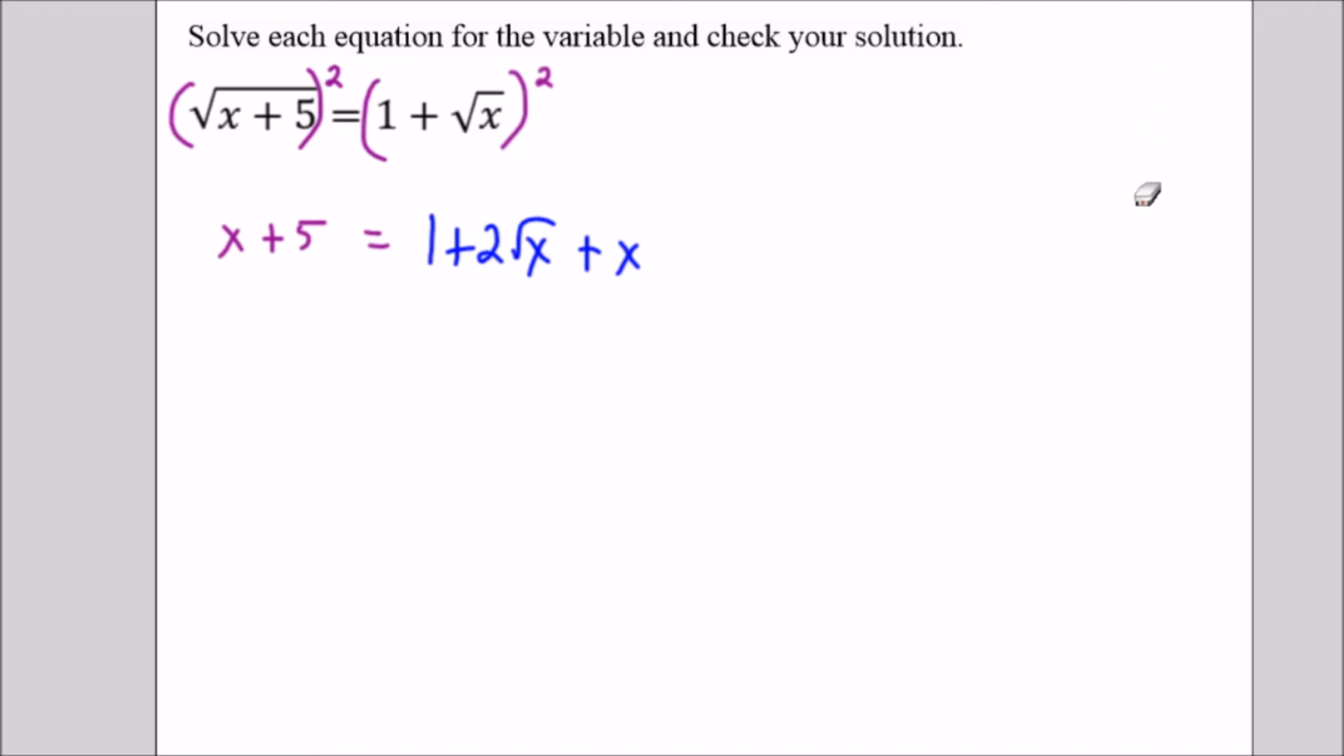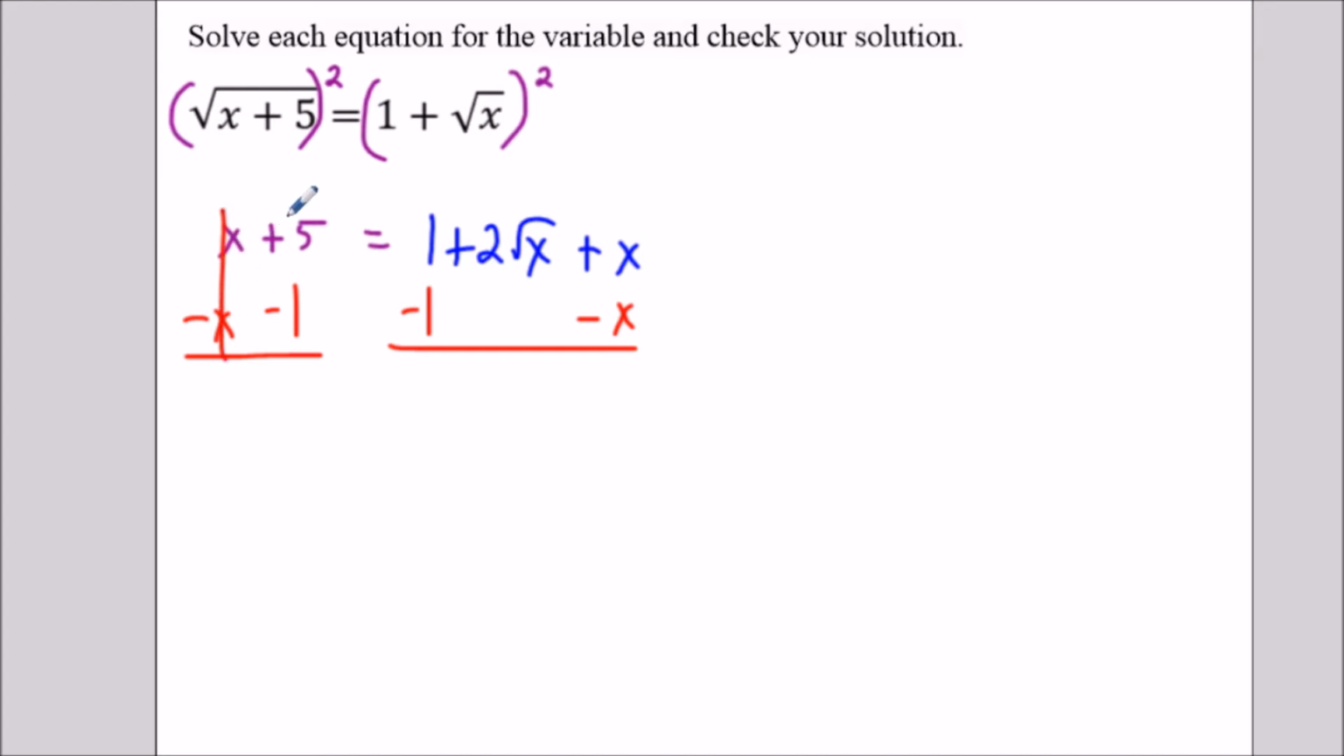But like I said before, the most common mistake I see with these kind of questions is that students just square the first and last term. You have to remember that you're multiplying multiple things together. So then here, to simplify this, we'll go ahead and subtract 1 on both sides, and we'll subtract x on both sides.